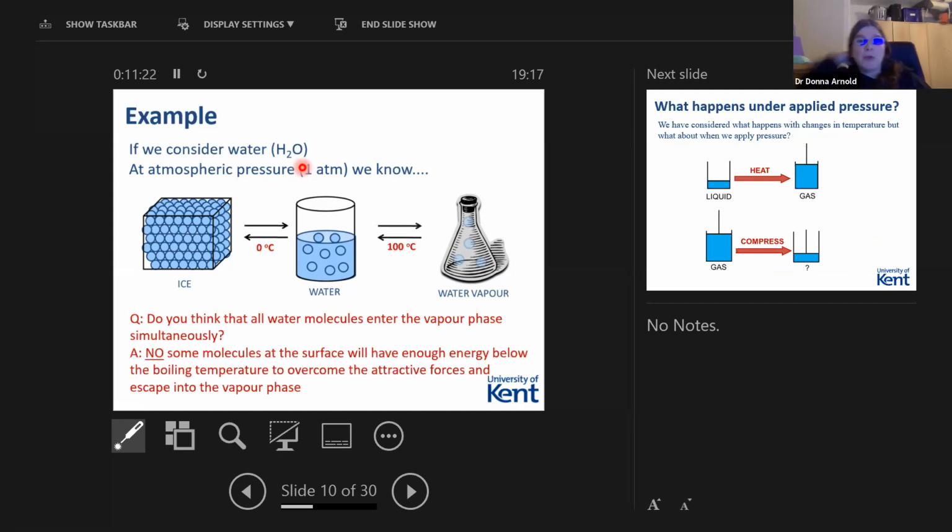So the answer is no, because some of the molecules at the surface have enough energy to escape the surface before we get to the boiling temperature. So they're able to overcome and escape into the vapor phase. And this is our interface between the air outside and our liquid. So they start to escape. And just like that, when we go the other way, some materials condense before we get to our boiling point.